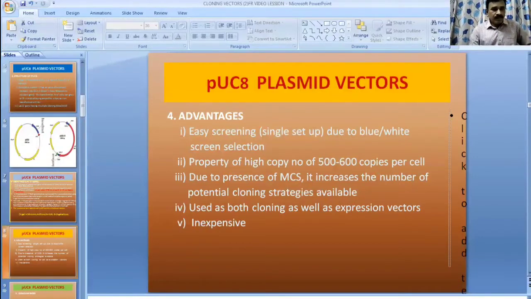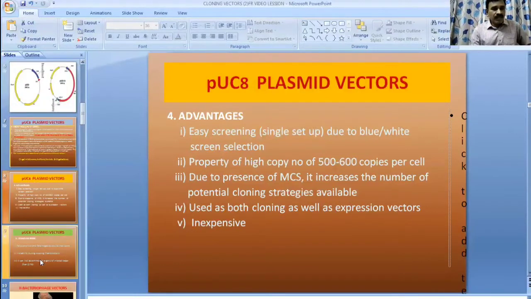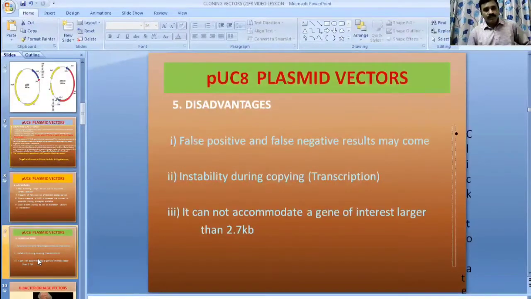And what are the disadvantages? There are some disadvantages. For example, they show false positive and false negative results. Sometimes if the result is negative, it shows positive, and vice versa. So that is one of the disadvantages.